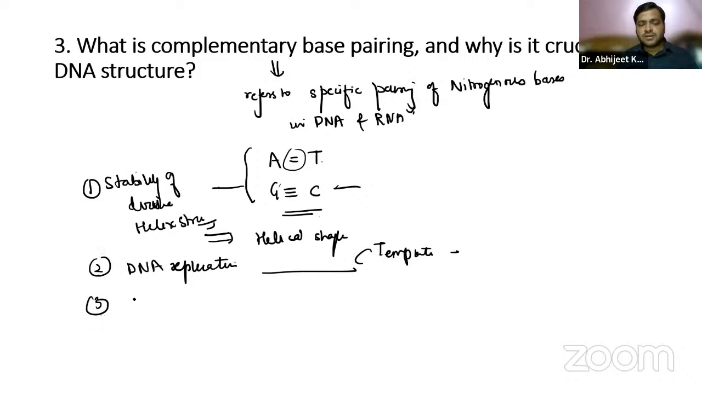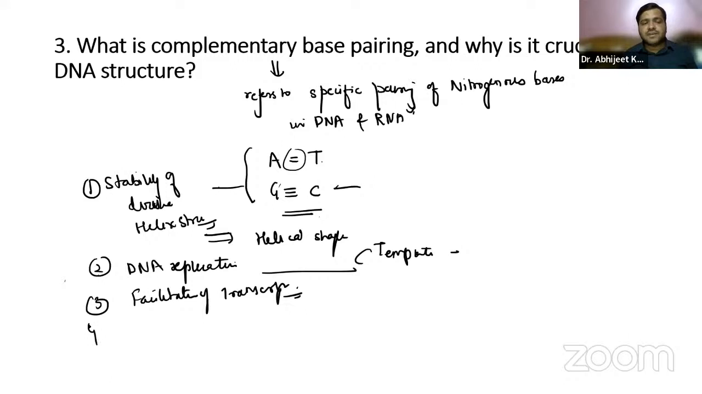Again, there could be facilitation of transcription also. Now, transcription basically means conversion of DNA to RNA. So base pairing allows RNA polymerase to synthesize mRNA based on this DNA template.